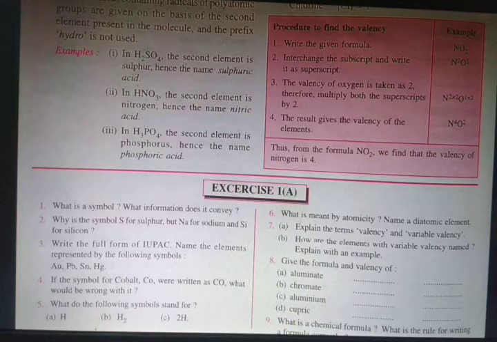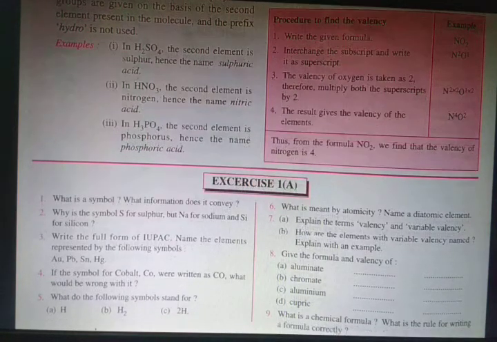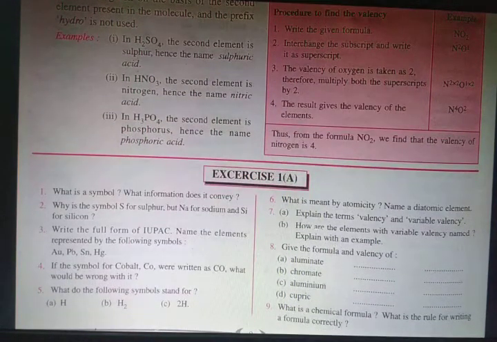Moving on to the next question, what do the following symbols stand for? H only stands for an atom of hydrogen. H2 stands for a molecule of hydrogen, and 2H stands for 2 atoms of hydrogen.